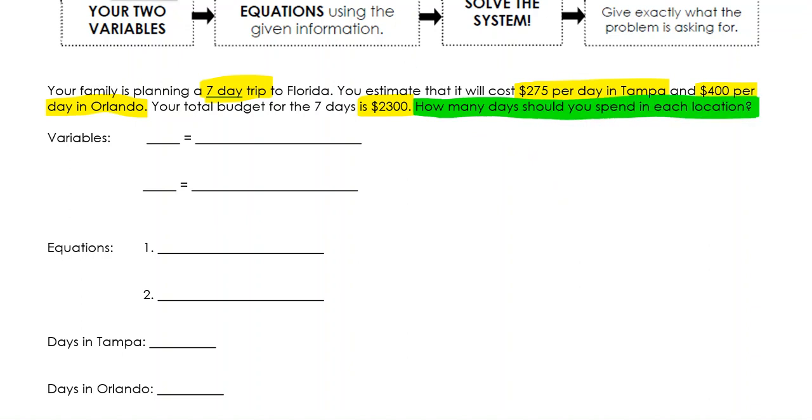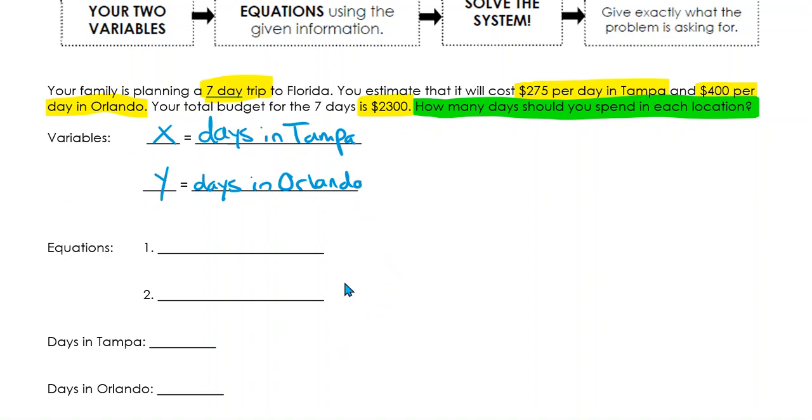So the question drives my variables. That's going to tell me what my variables are. I'm just going to use x and y, but you can use whichever variables you prefer. And I'm going to make x the number of days that we spend in Tampa, and y the number of days in Orlando. So this is that first step, defining our variables. We're saying these are the variables that we're using, and this is what they represent.